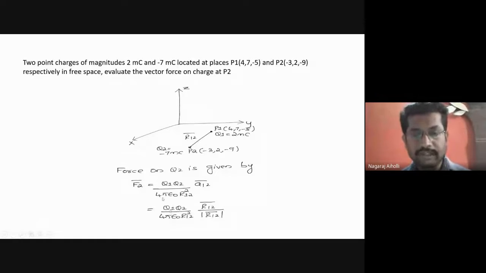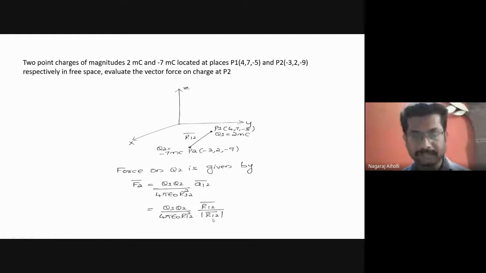That is further equal to Q1 Q2 divided by 4 pi epsilon naught R12 square into A12. What is A12? The 1 is P1, the 2 is P2, so from 1 to 2 the distance vector is R12 bar. The unit vector is acting in the direction from P1 to P2; the arrow mark should point from P1 towards P2. That is R12 bar divided by the magnitude of the R12 vector.